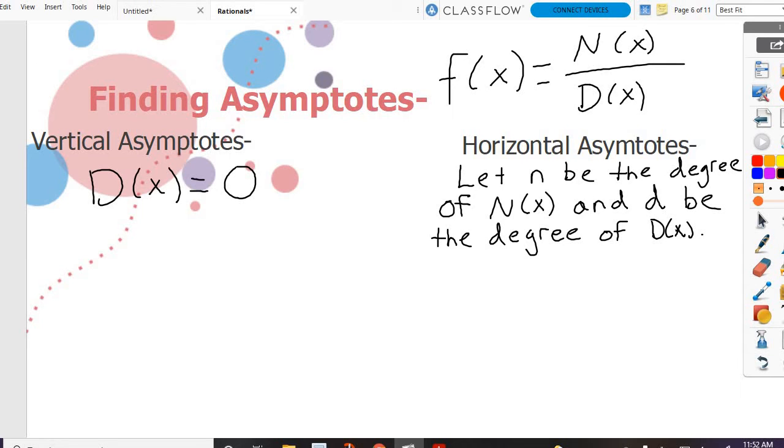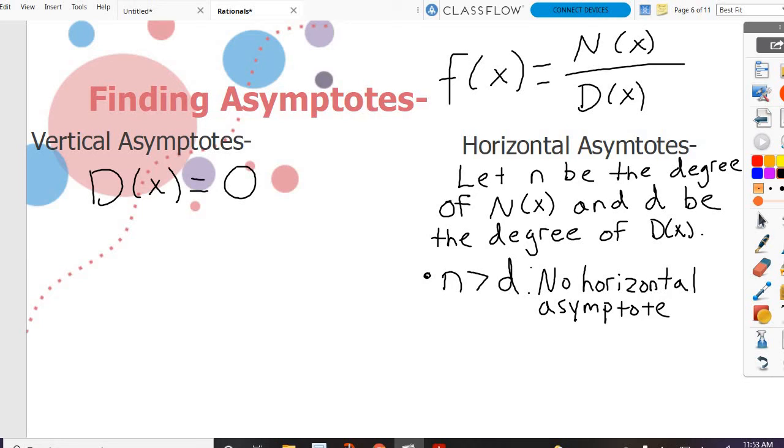So then basically there's three possibilities. The first one is if our little n is bigger than the little d. So basically, like if I had something like x squared divided by x, so I have bigger stuff on top than on the bottom. That means that there is no horizontal asymptote. You just don't have one. You don't always have to have a horizontal asymptote, and you don't always have to have a vertical asymptote either.